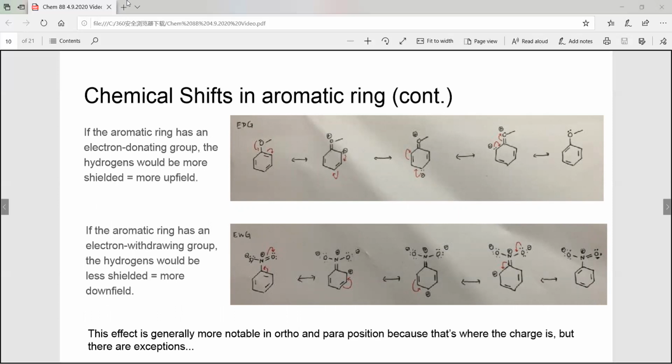So let's take a look at the resonance structures on the aromatic ring with this OCH3, which is the EDG. The negative charges are on ortho and para positions. So that's why this effect is more notable in ortho and para positions, because negative charge means more electron density, means more shielding. Similarly, the positive charges in the aromatic ring with EWG are on ortho and para positions. But EWG is pulling electron density away, so these charged spots are less shielded. And there are exceptions to this rule.